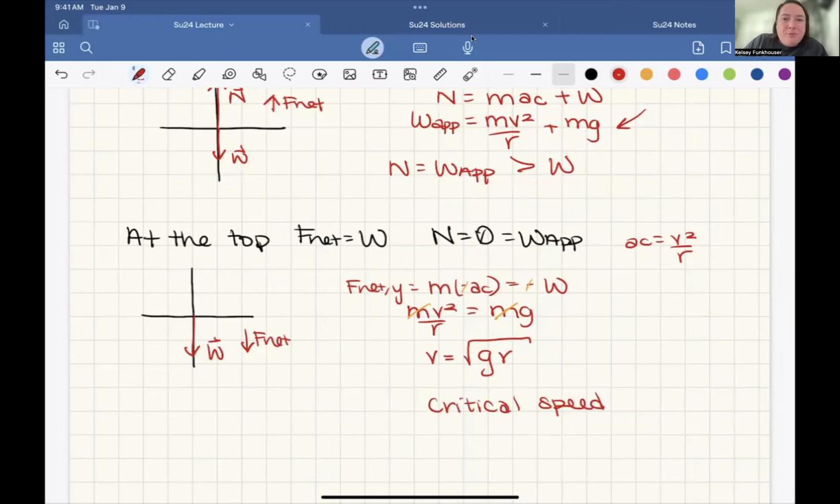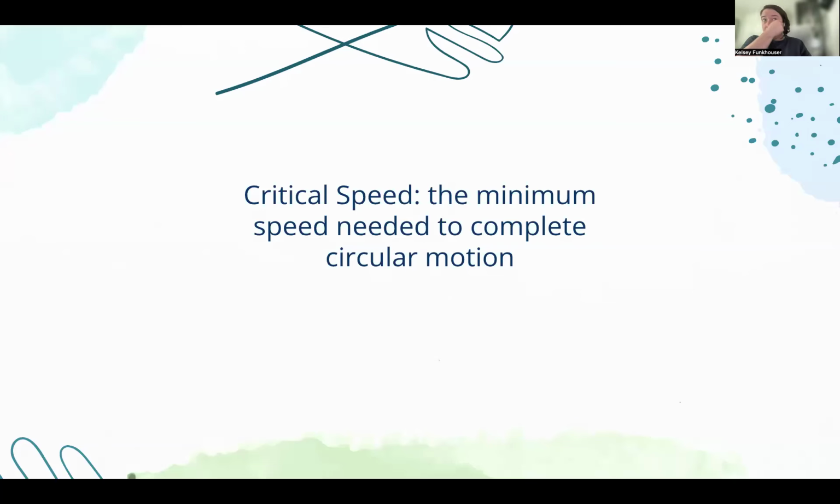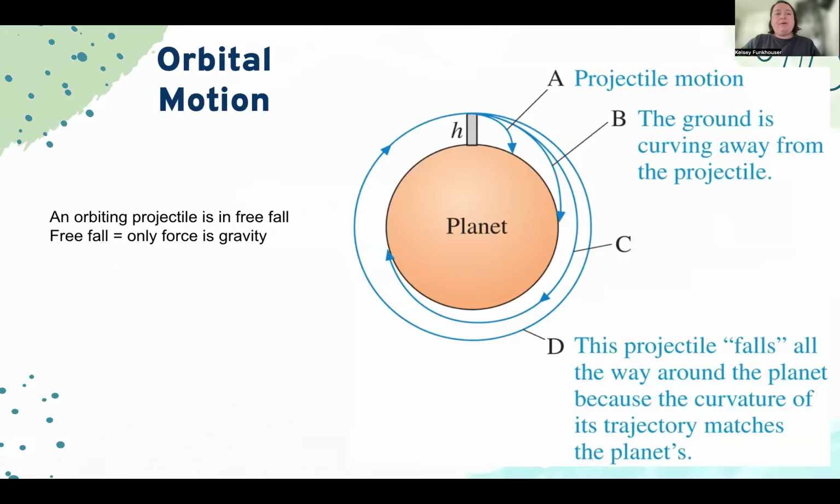Okay, there's just a few more slides now. It's just the definition of critical speed really quick. Again, the minimum speed needed to complete that circular motion. Now I want to just briefly talk a little bit about orbital motion.